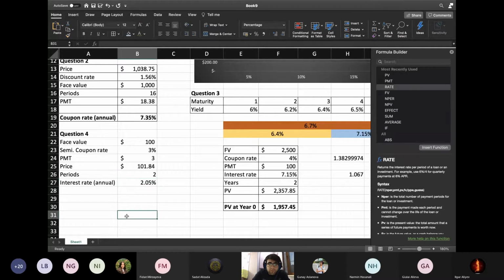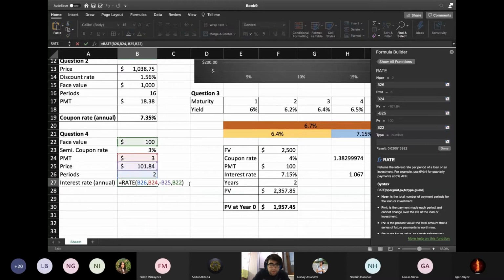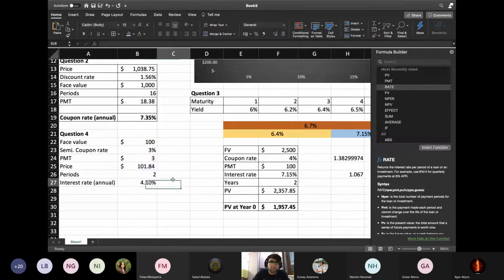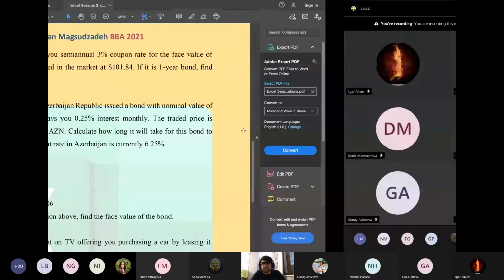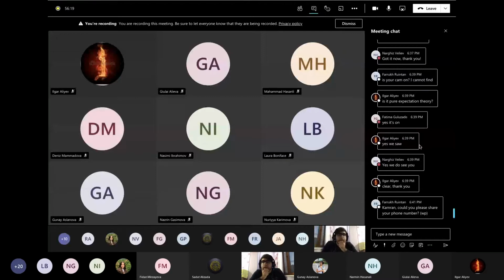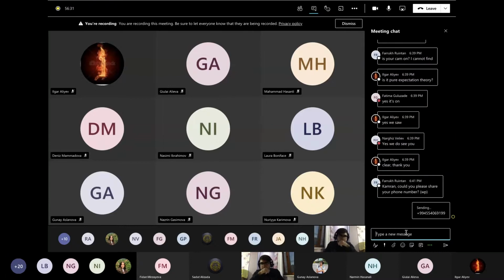2.05%, but it is a semi-annual interest rate. So therefore, multiply by 2. So 4.10%. This is our annual interest rate. The question is asking that. Any questions, guys? Okay, I am writing here. Any questions, guys?